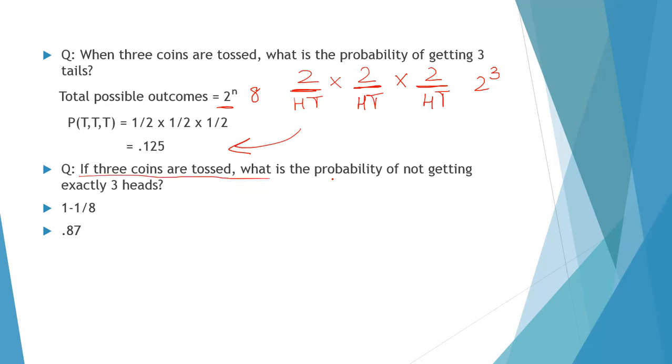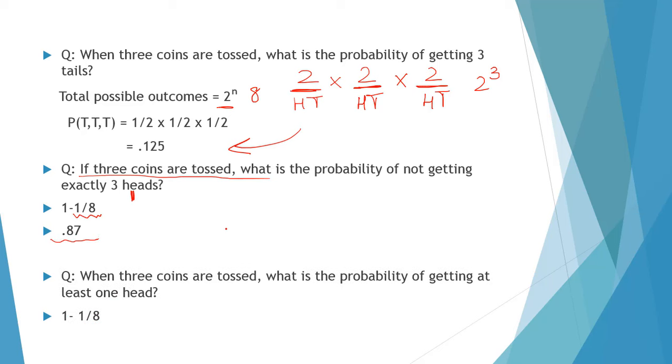If 3 coins are tossed, what is the probability of not getting exactly 3 heads? Probability of getting exactly 3 heads is 1 over 8. And using the complement rule, 1 minus 1 over 8.